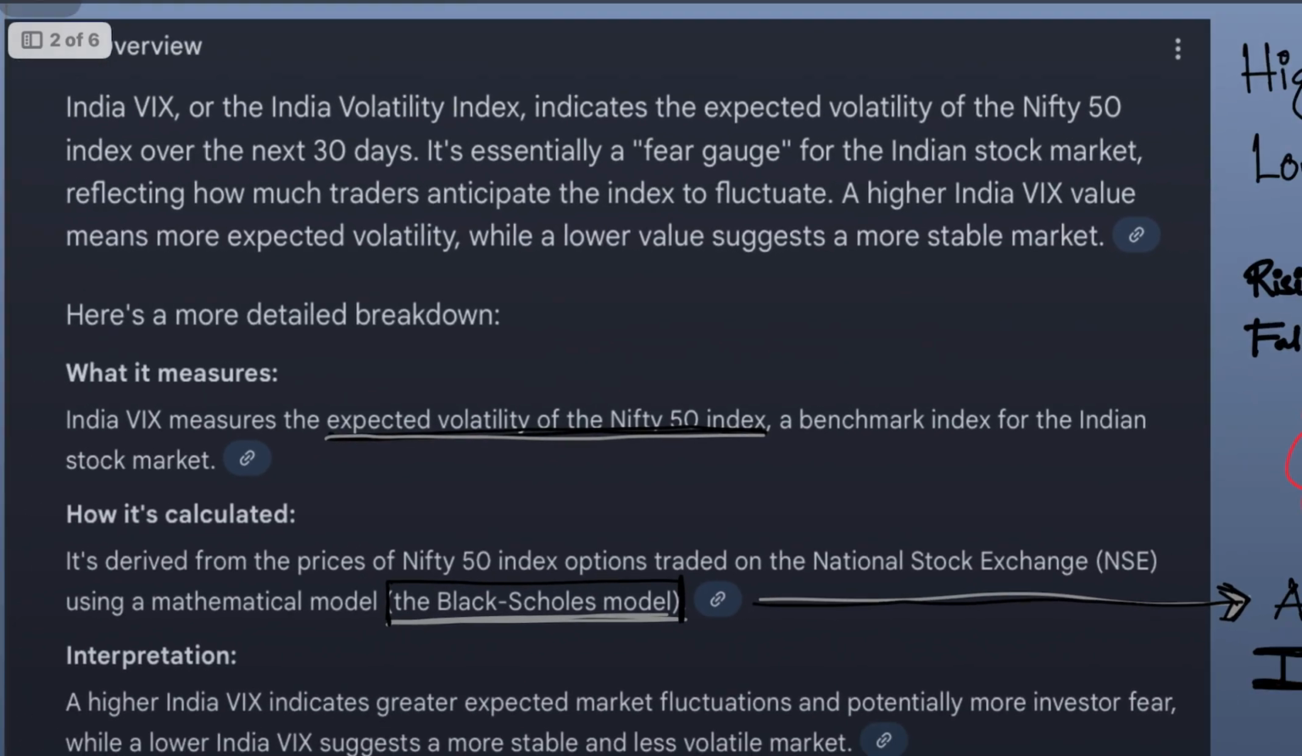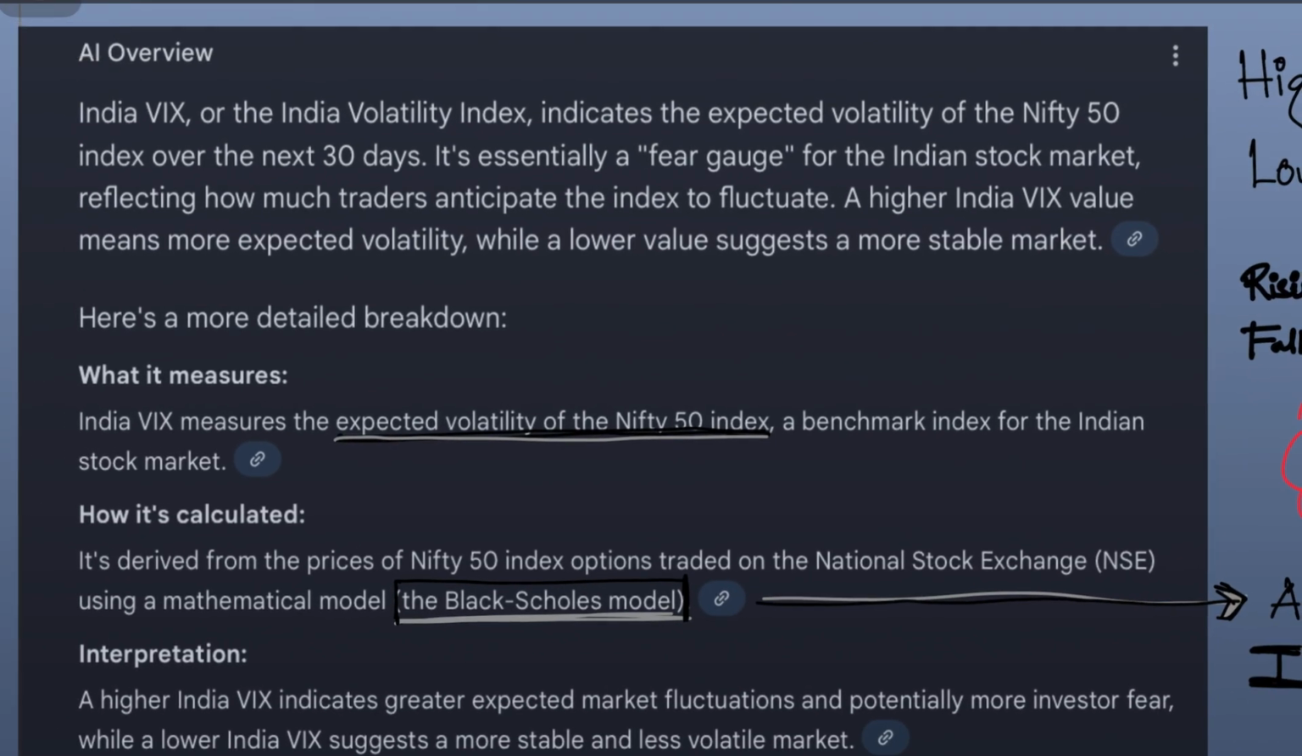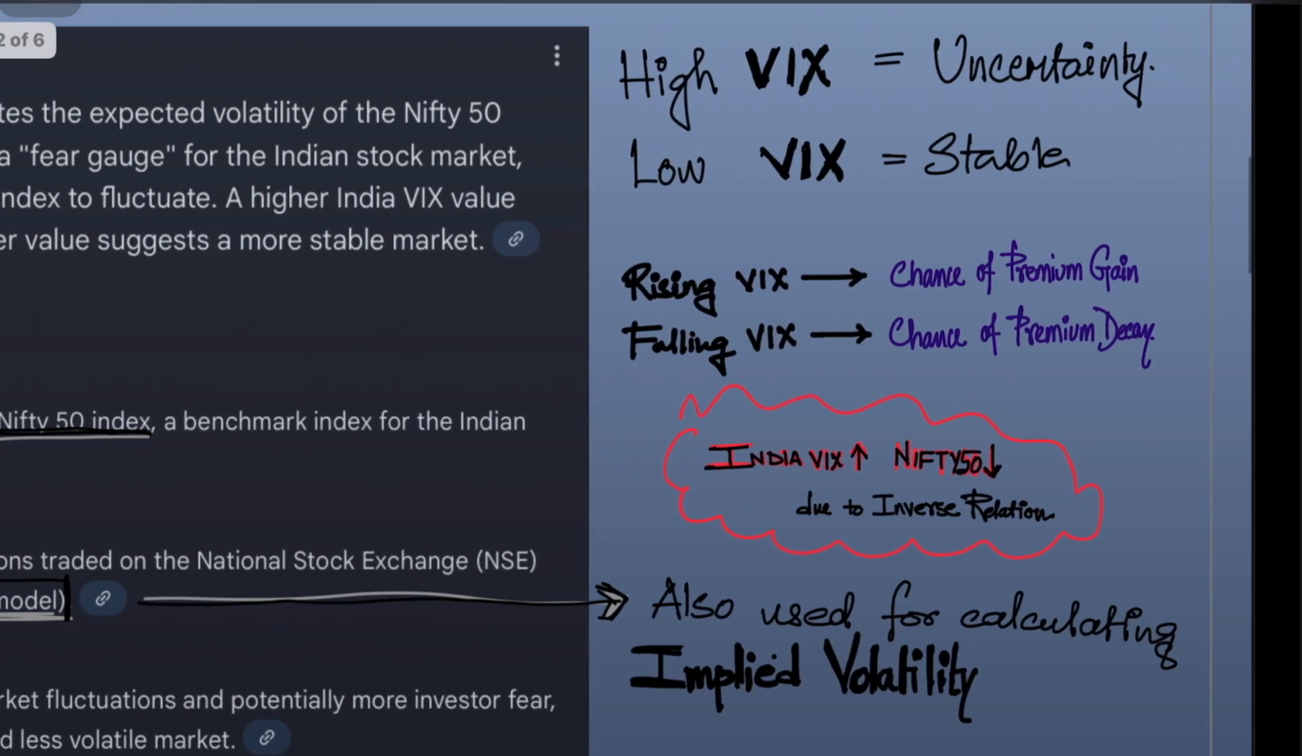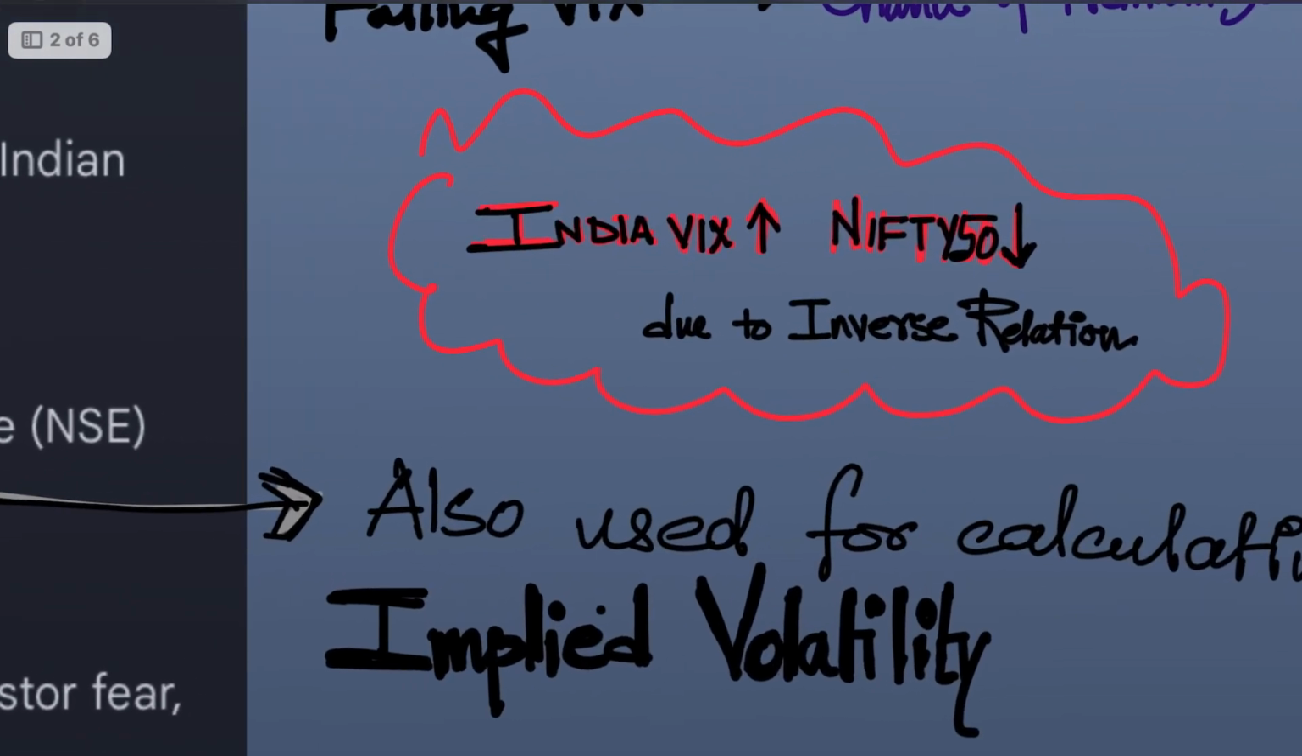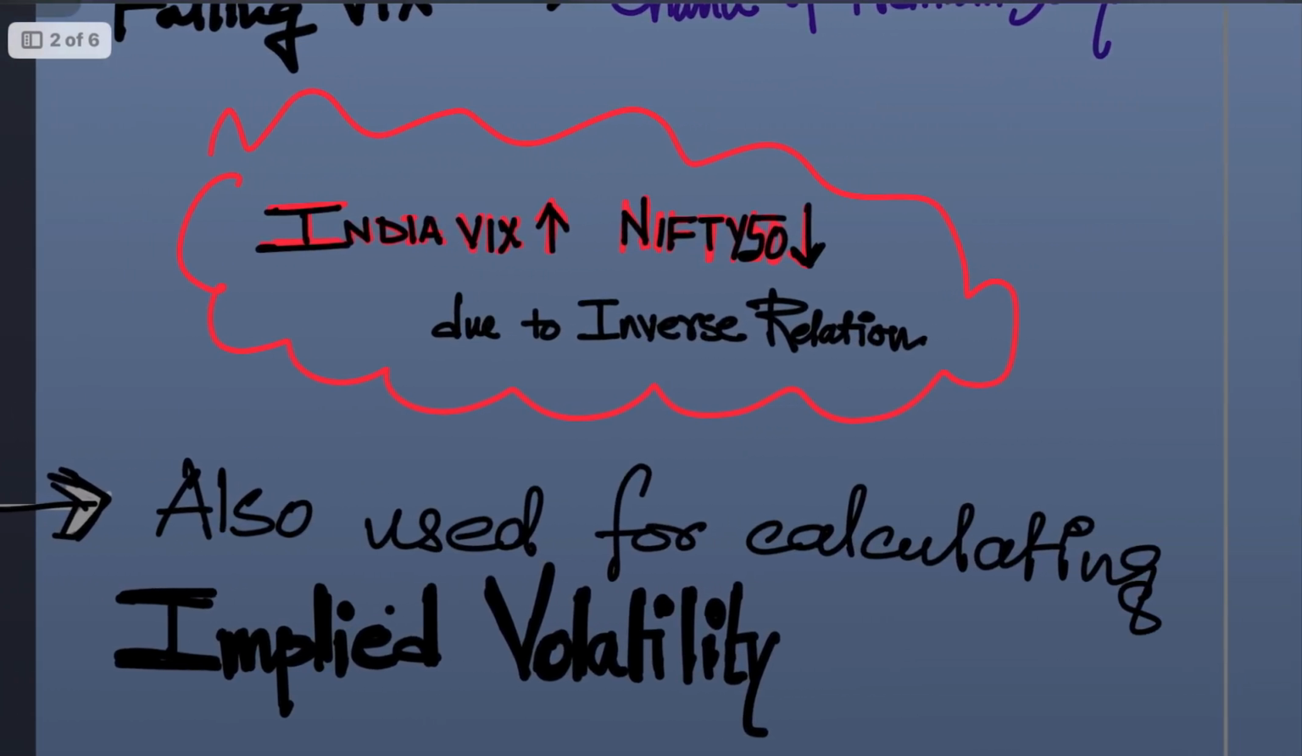Starting with India VIX, it is essentially a fear gauge for the Indian stock markets, reflecting how much the traders anticipate the index to fluctuate over the period of the next 30 days. This is the expected volatility of the Nifty 50 index, and it is calculated using the Black-Scholes model, the same which is also used for calculating the implied volatility.